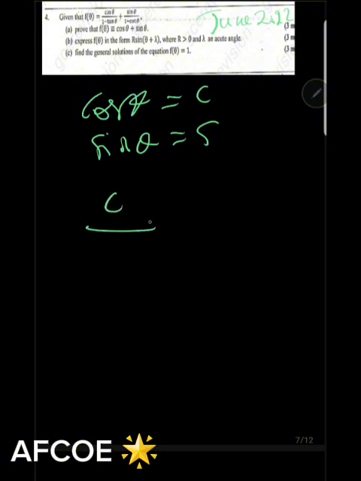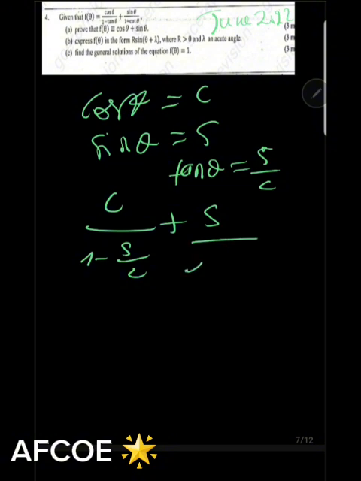So we have C over 1 minus tan theta, where tan theta is S over C, that is sin theta over cos theta, plus S over 1 minus cot theta, where cot theta is C over S, that is 1 on tan theta. So I'll just go ahead and simplify. I'll make this a single fraction. We have to show that it is equal to C plus S, or cos theta plus sin theta.